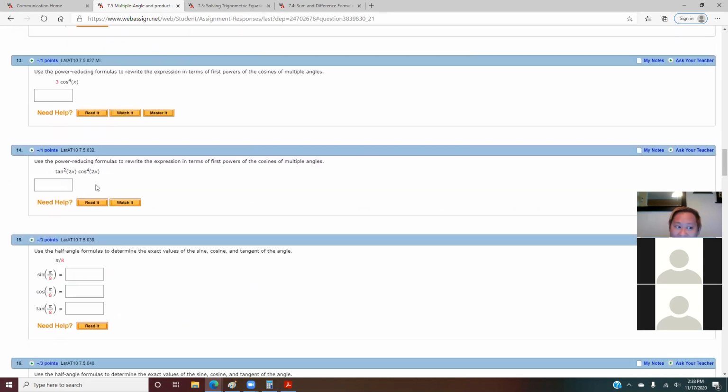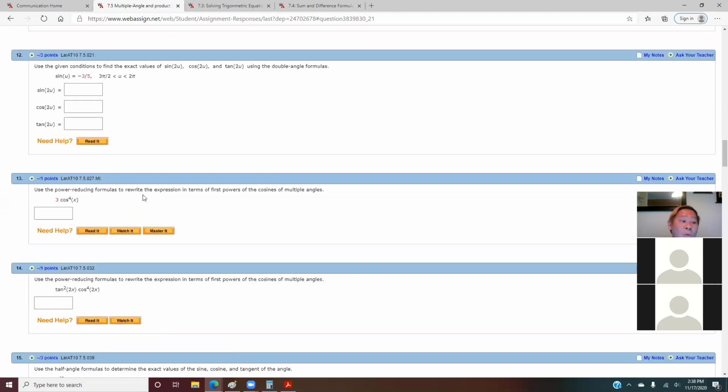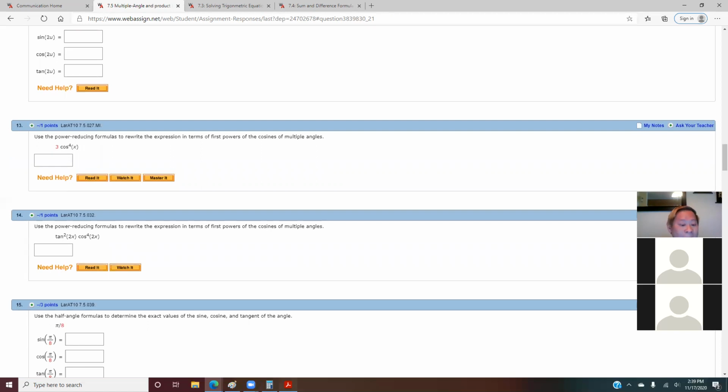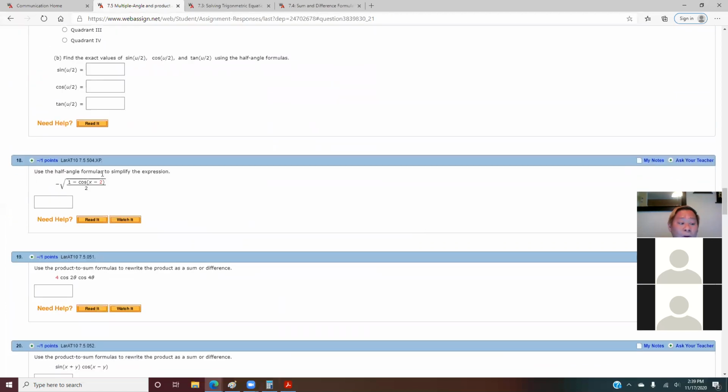However, in the test, I will not tell you to use this formula to do that. I will just say, write this expression in terms of cosine. I won't tell you what formula to use. So when you do your homework, they will tell you what formulas to pick, and then you just use the formula that they tell you to use. But in your finals, I won't tell you what formula to use.